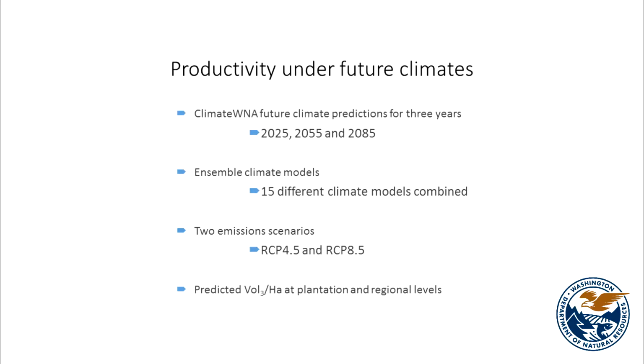so it was more robust. But we still looked at 2 different emission scenarios. We looked at RCP 4.5 and RCP 8.5. And we continued to predict stand volume per hectare, so it's cubic meters per hectare. We wanted to look at both the plantation, so the individual progeny site level, and we also wanted to see if we could see any regional patterns.